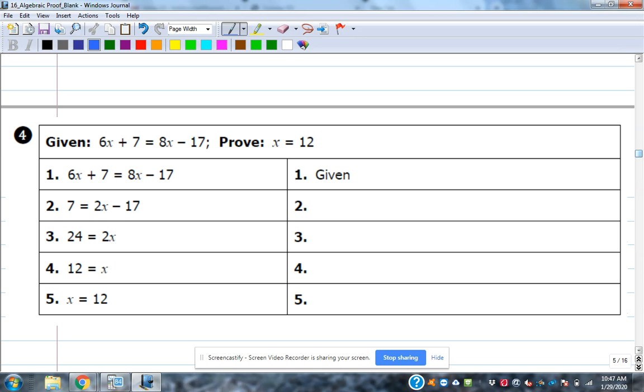So Caitlin brought up a good point. Looking at number 4, everything looks great. It's the same until we get to 4 and 5. And notice here, we're asked to prove that x equals 12. We know that 12 equals x means the same thing. And if we're just solving the equation, we don't do anything to that. We just leave it that way. But because the prove statement had x on the left-hand side, our answer has to have x on the left-hand side. So from 4 to 5, this would be a symmetric property of getting it.